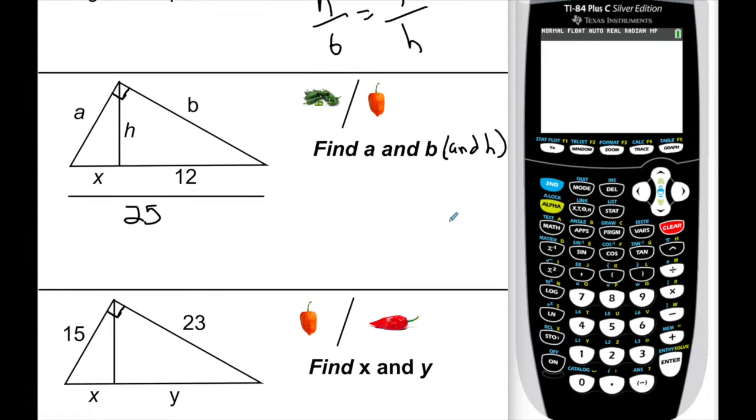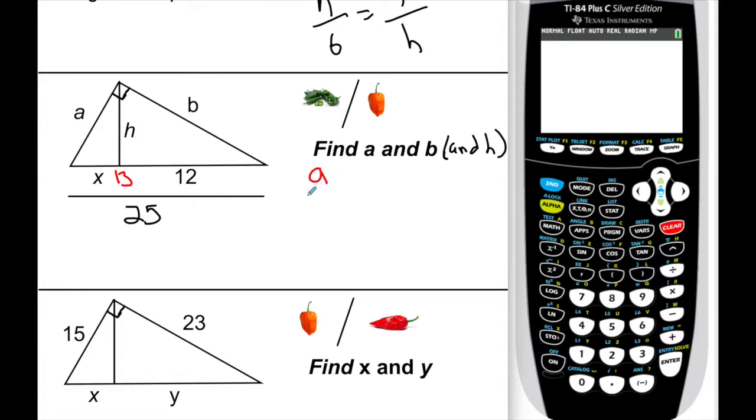In another type of problem, maybe I'd ask you to find a little bit more. So here's A and B. Now this is a jalapeno or a habanero, so those of you who know your peppers know it's starting to get hot. So maybe you have to infer here that since the whole thing is 25 and this piece is 12, this has got to be 13. And from there, you start to set up some geometric means.